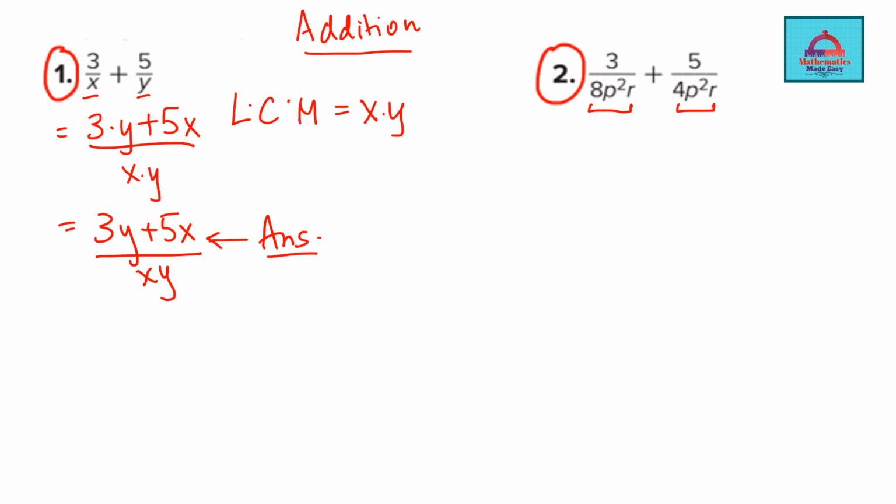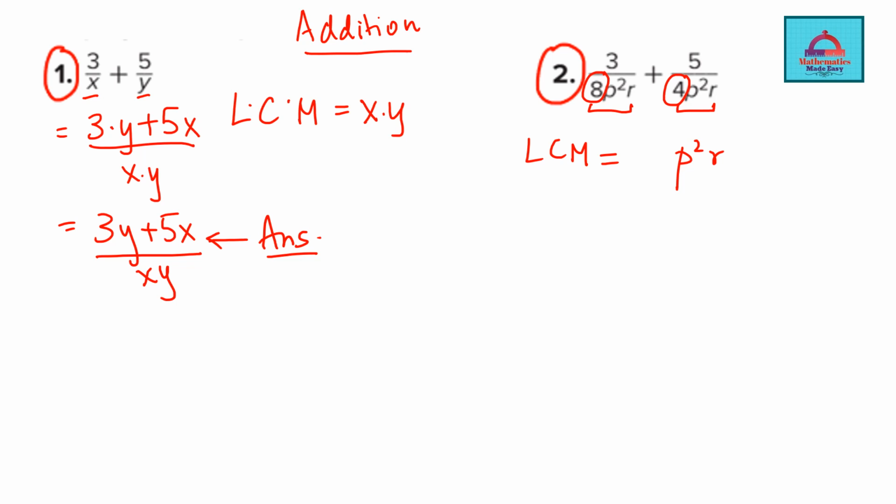They are different, but this time the LCM of these two will not be the product. What is the reason? The reason is that they have some terms in common. If you see p square r, the variable part is equal in both, so that will just come once, p square r, and you have the number 8 here and the number 4 here.